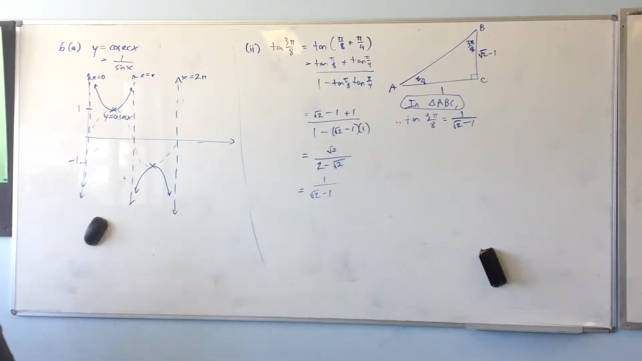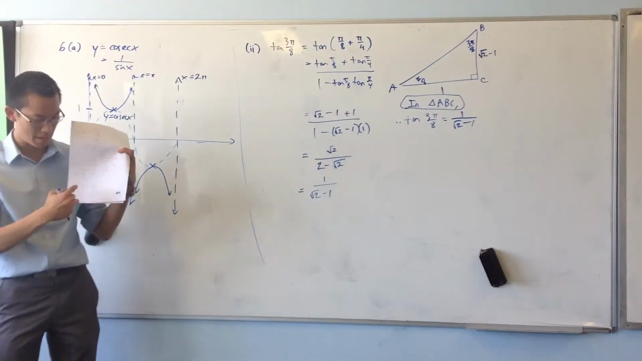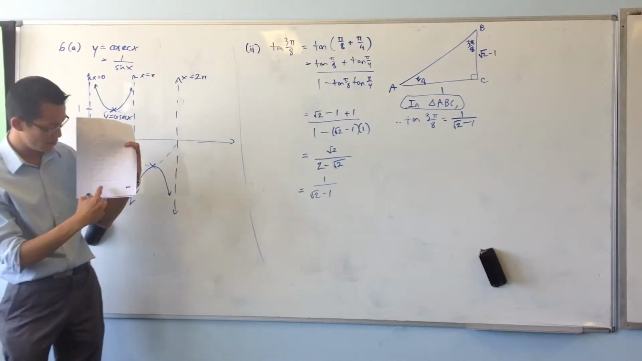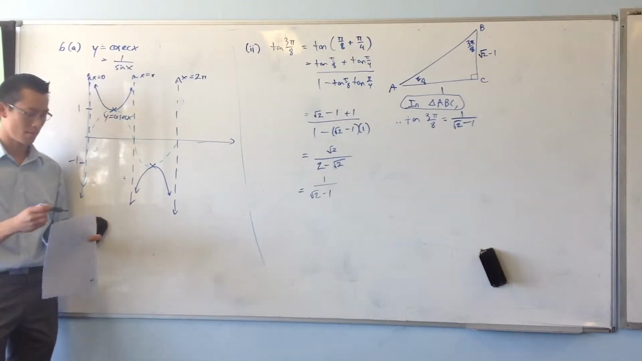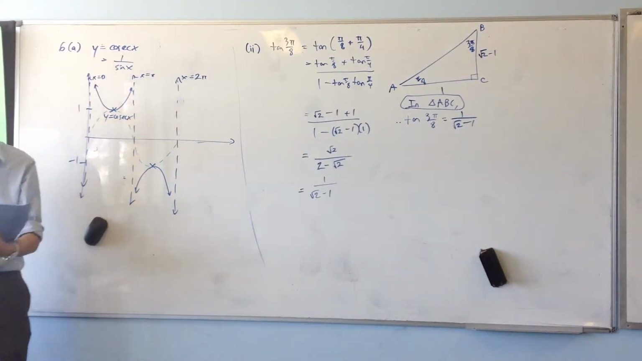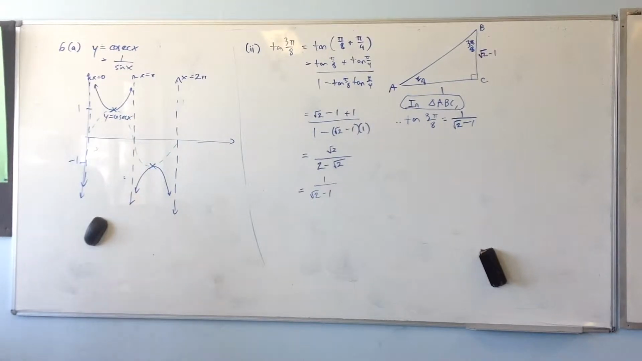This is what my sheet of paper looks like. I just got my template out and I did my sine x, but I did it dotted so that it's not in the way of the actual graph because I don't have a green pen. So there you go. Okay. All right, where are we up to now?